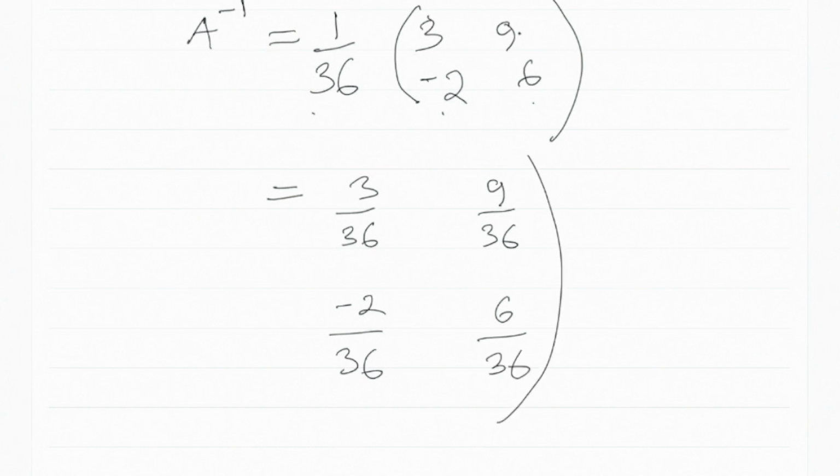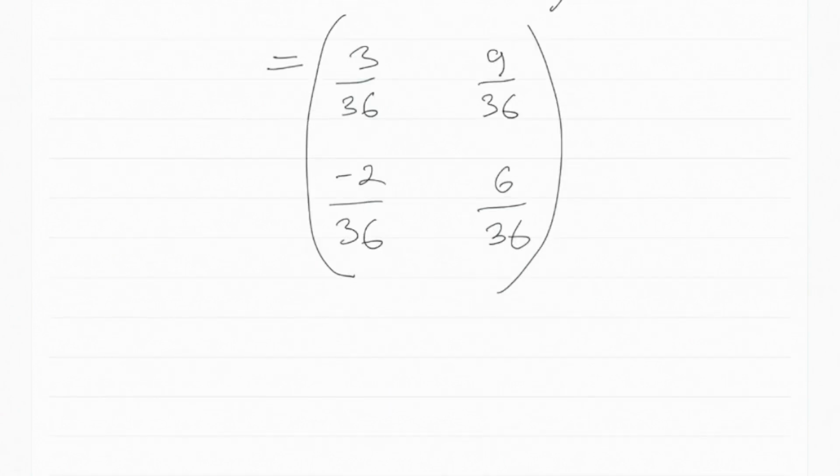Now, we are going to simplify this matrix so that we do not have to leave it in that form. When we simplify this, 3 into 36 gives us 1 over 12, and 9 into 36 is 4, so we are going to have 1 over 4.